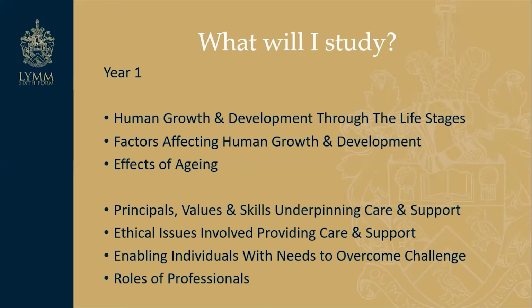Principles, values, and skills underpinning care and support. So promoting equality and diversity. The ethical issues, providing care and support. So things like the ethical theories, and enabling individuals with needs to overcome challenge. So the strategies that we can implement to help them overcome these challenges. And then finally, the roles of professionals. So the individual roles within different organisations and providing coordinated care.